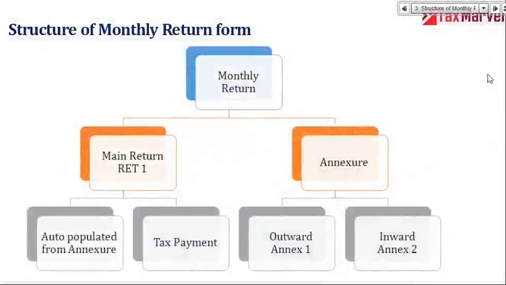So now, monthly return has two parts. One is the main return, that is RET1, and part 2 is the annexure: outward ANX1, inward ANX2. In the main return, the return will get populated based on ANX1 and ANX2, and then I'll pay tax. So there are four things to it. Any main return has four parts. One, annexure 1 uploaded by me as a supplier. Annexure 2, as a recipient, input I'll get. Based on that, out and in, I'll have my liability, that is your main return, and then based on liability I'll pay tax. So this is the flow of your entire return.